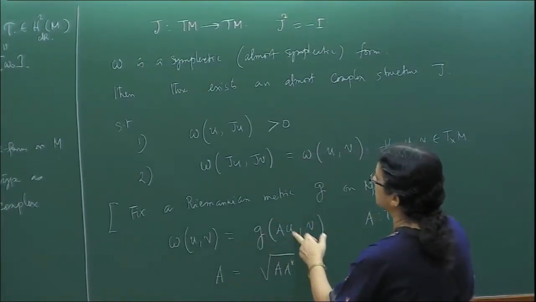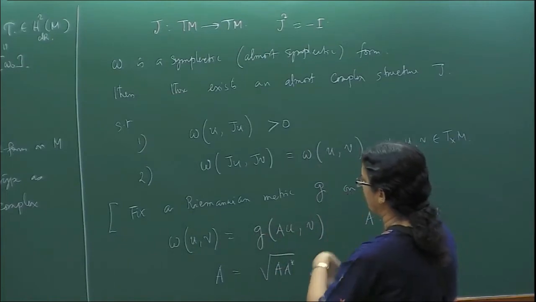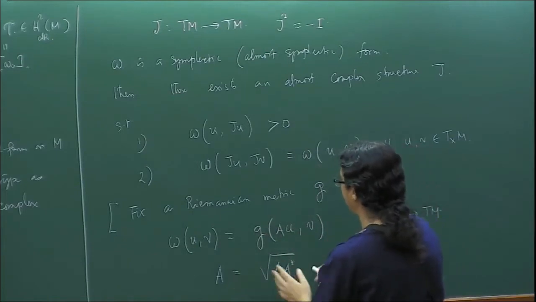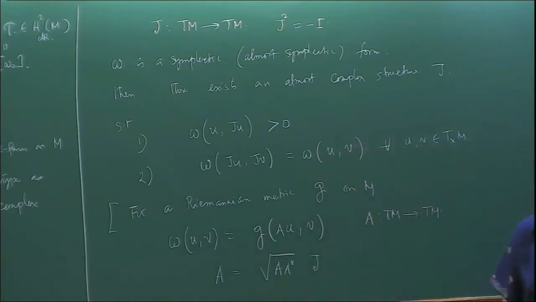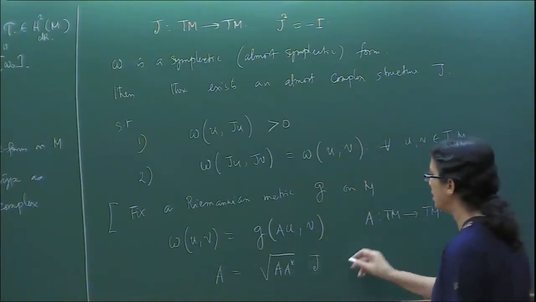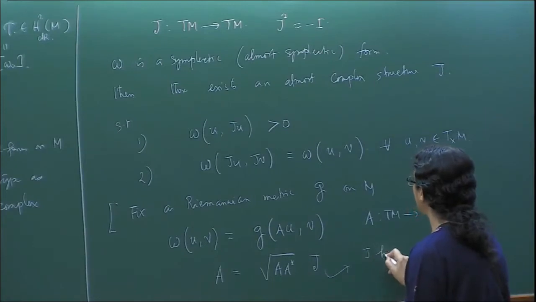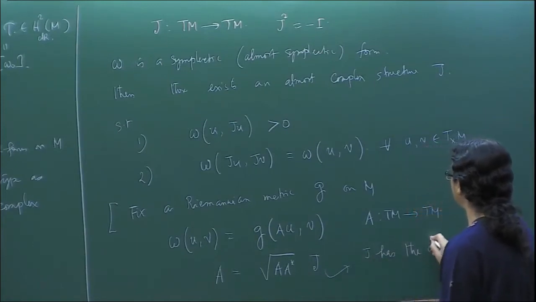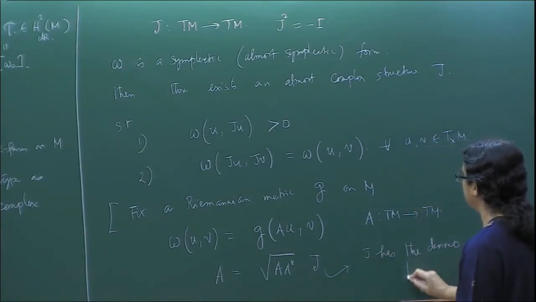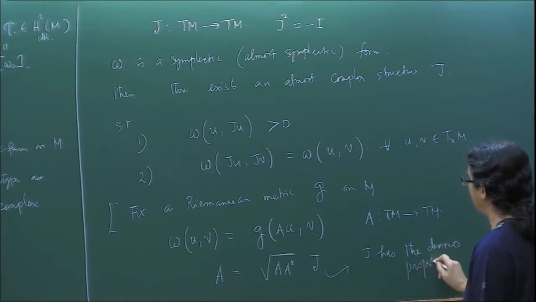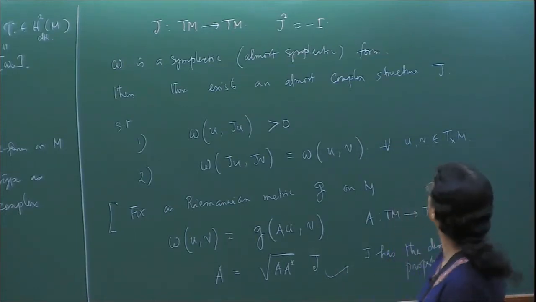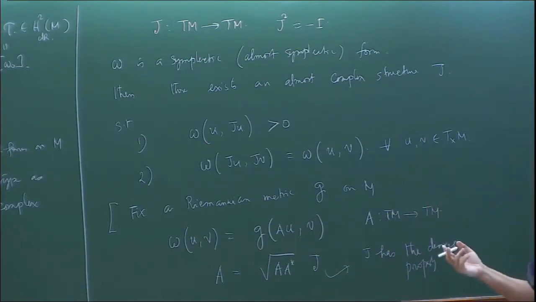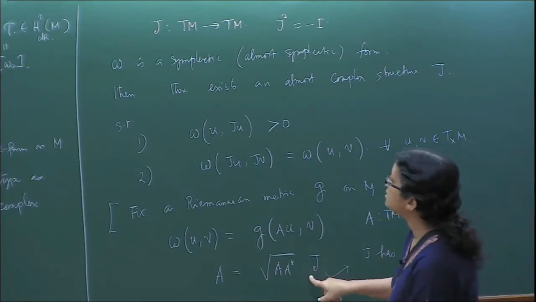From here, you can show that this would be positive definite, etc. And suppose I can write it as this, polar decomposition, and J has the desired property. You can find all this discussion in Magdav's book and other books as well. So this is the desired one.